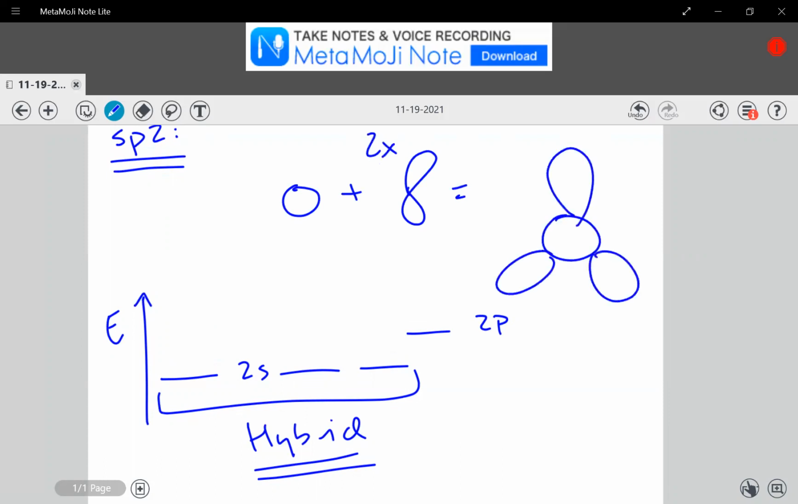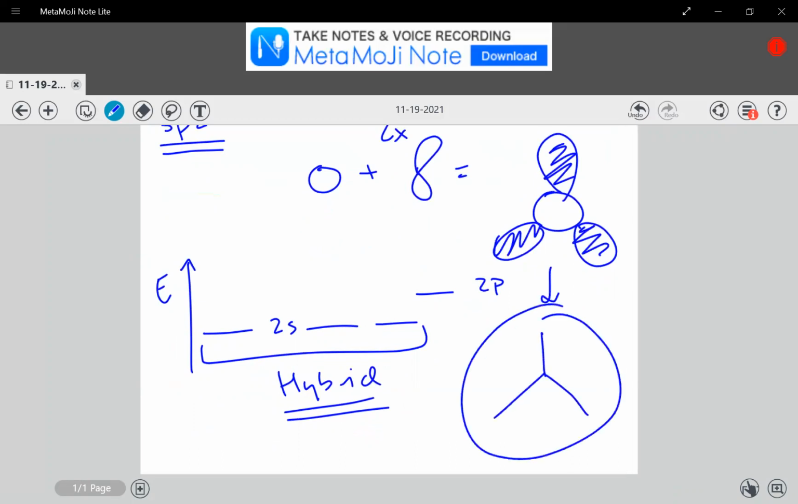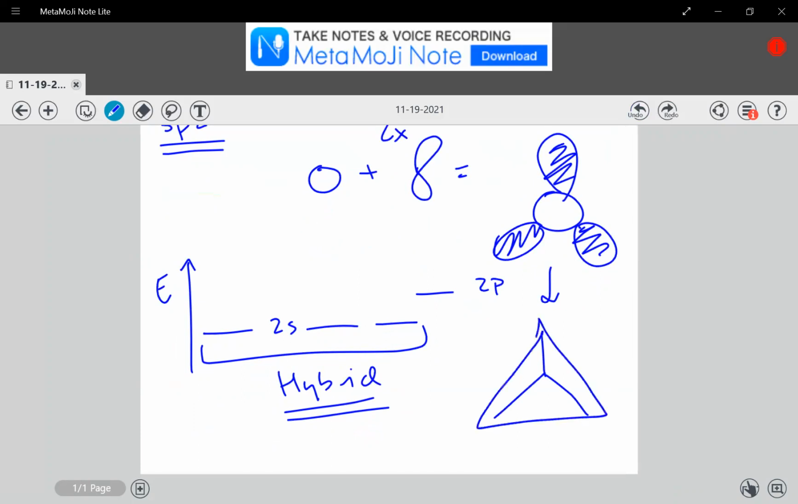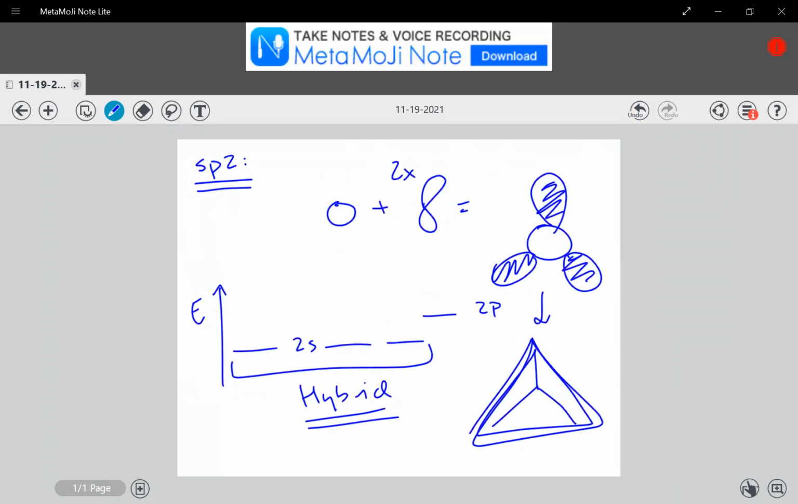All right, so if we're going to draw this, we have s plus 2 p's this time. It's going to look something like this. And this is actually going to give us a trigonal planar shape, right? It's not a circle, like a triangle. So sp2, 2 of the levels go down, meet with the s in the middle, create this triangle shape.